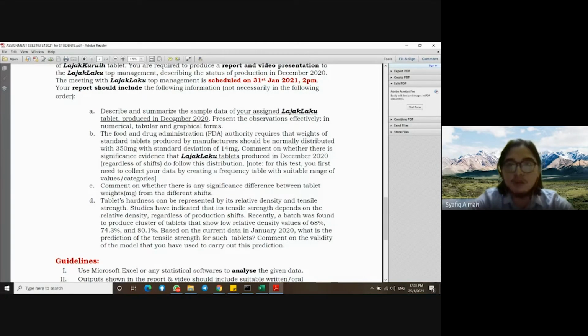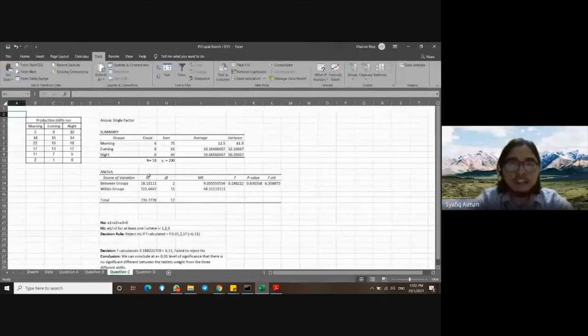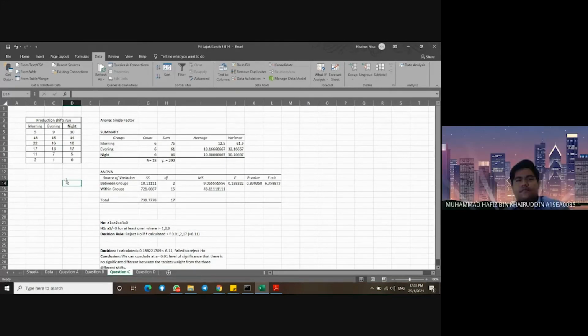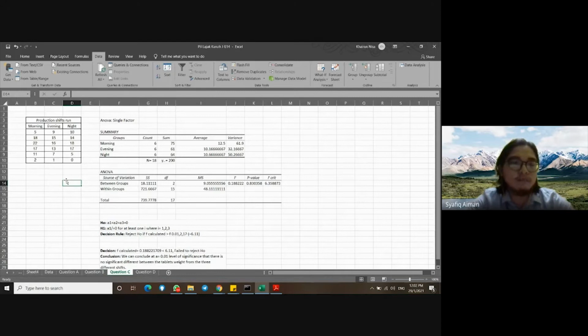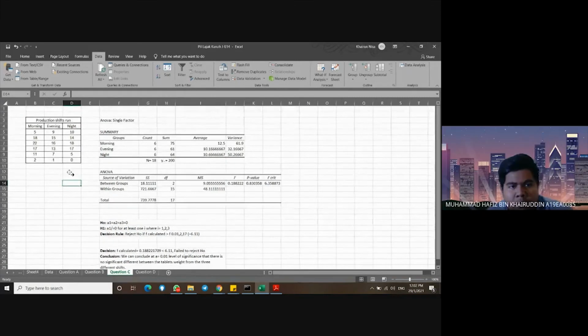Today I will discuss with you question C, which asks us to comment on whether there is any significant difference between the tablet weight from the different shifts. In this question there are 3 shifts, so we must use ANOVA. From the production shift, we get the summary, and we use Excel to get the summary.